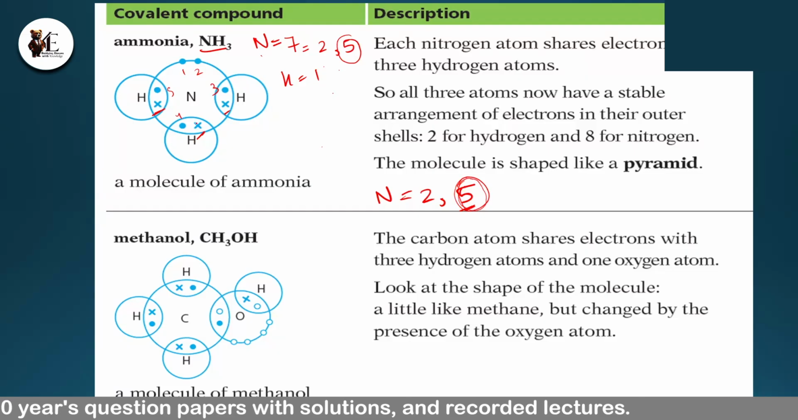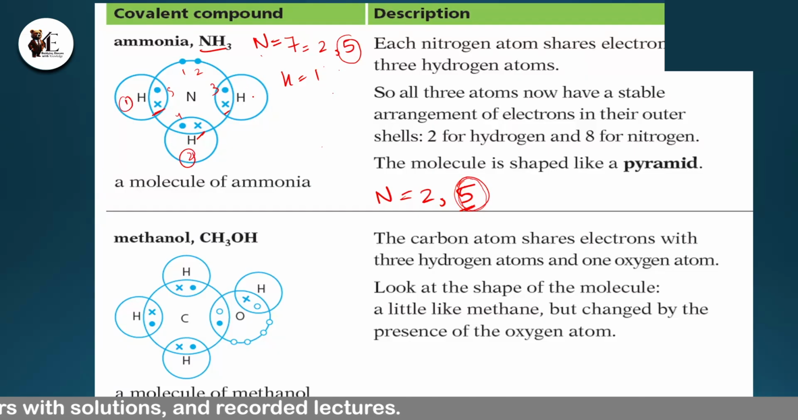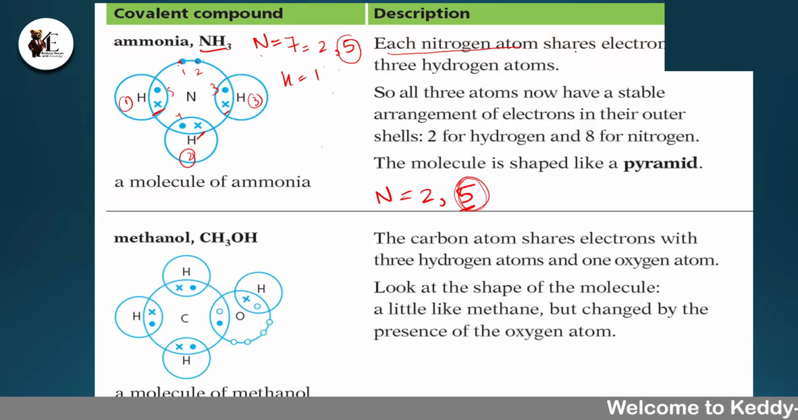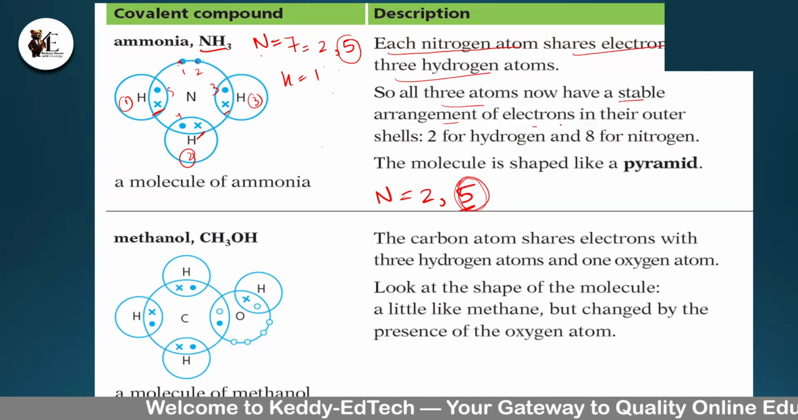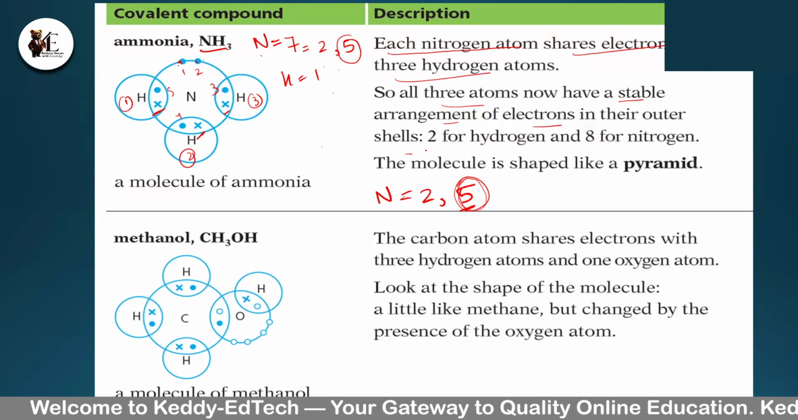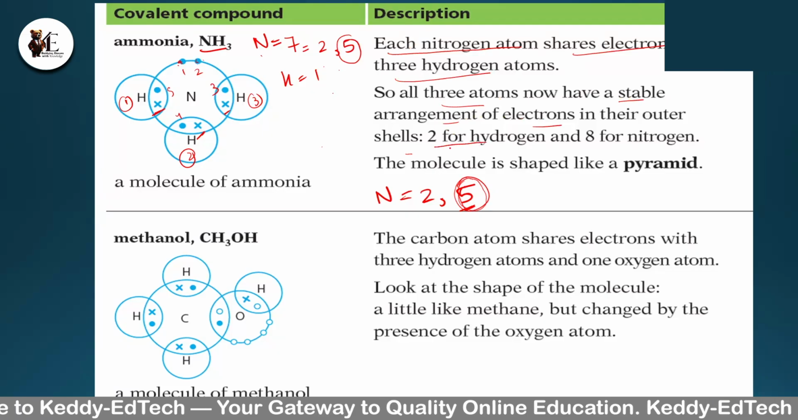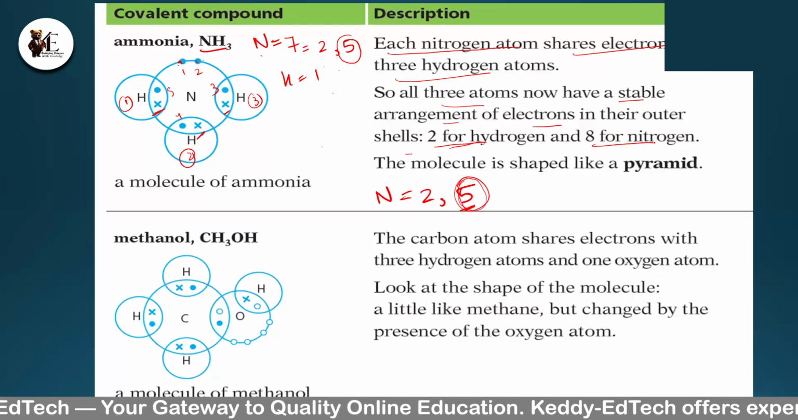Yes, 3 electrons. So these 3 are shared with hydrogen 1, hydrogen 2 and hydrogen 3, and 2 electrons will remain free as a lone pair. So read this line: each nitrogen atom shares electrons with 3 hydrogen atoms. So all the atoms now have a stable arrangement of electrons in their outer shell. Hydrogen always needs 2, and nitrogen needs 8.